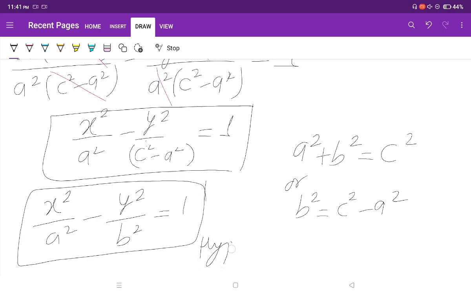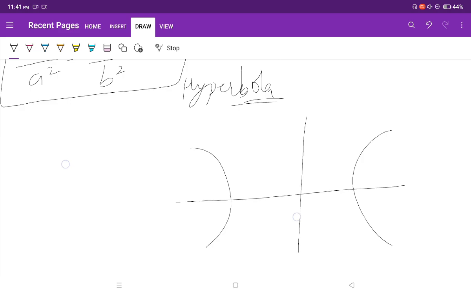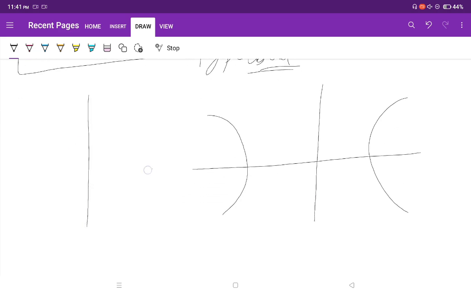hyperbola. Right, this is the standard hyperbola, a standard hyperbola like this. Right, and we can have this type also, depending on the transverse axis and conjugate axis distance.